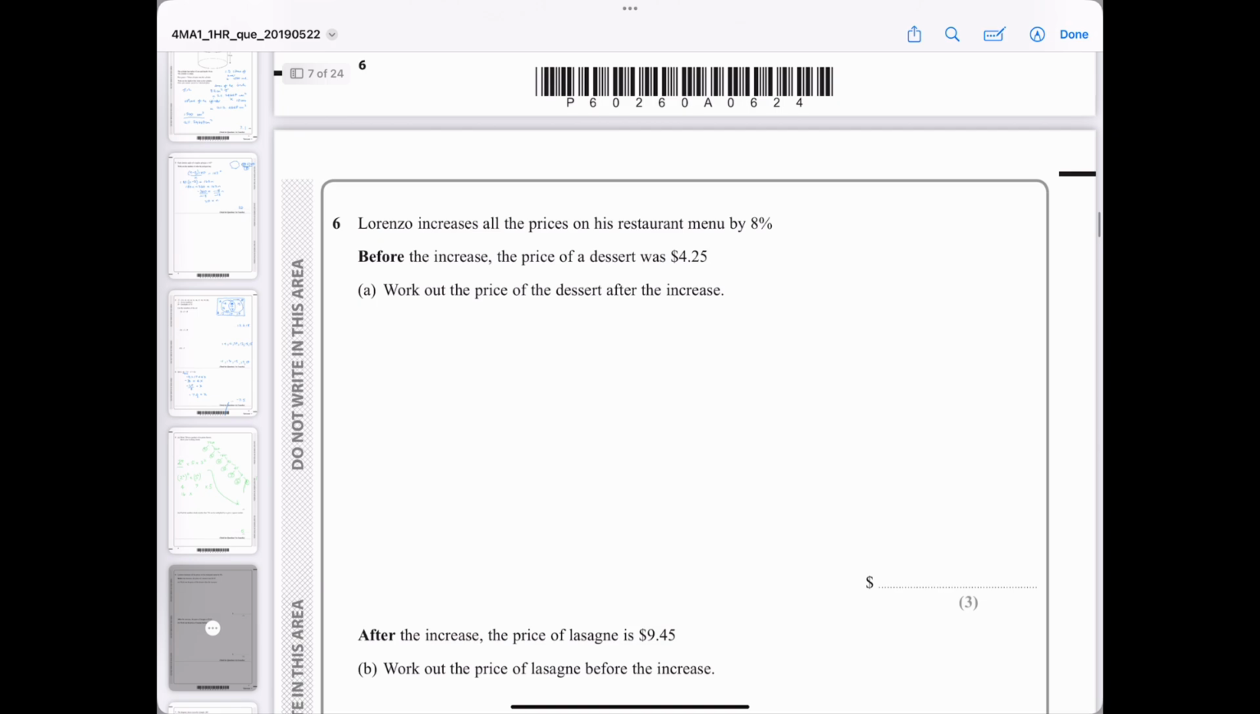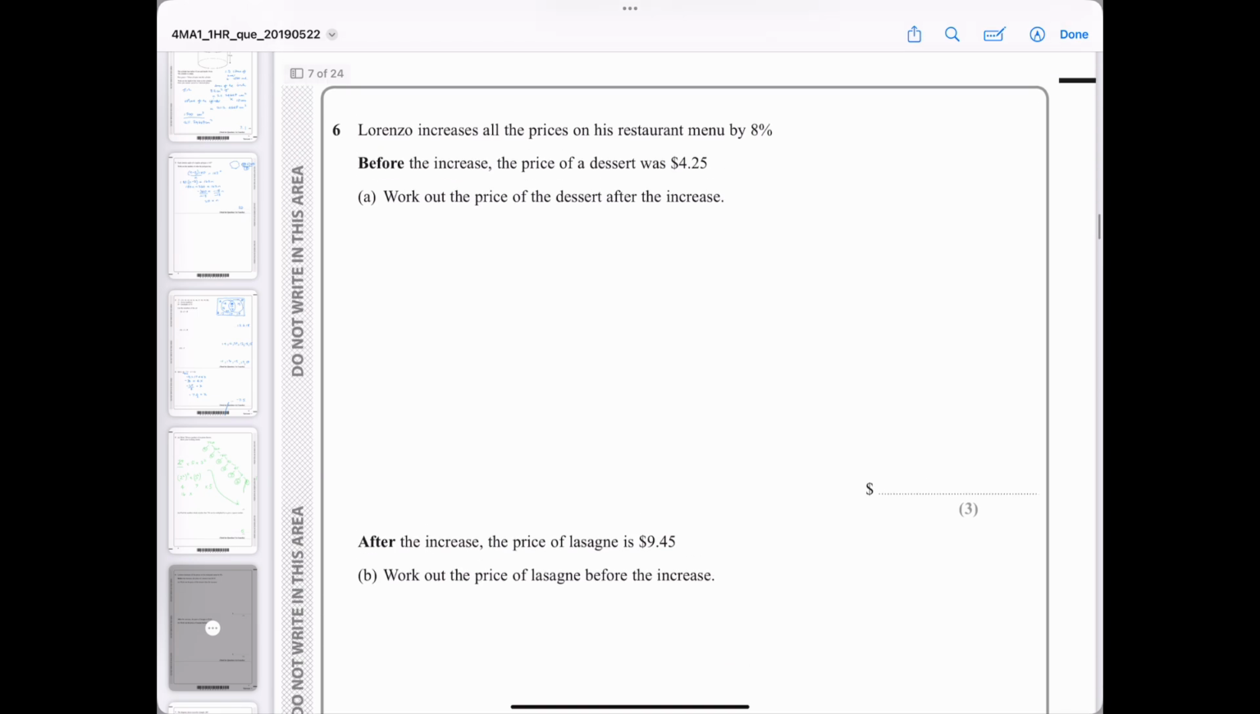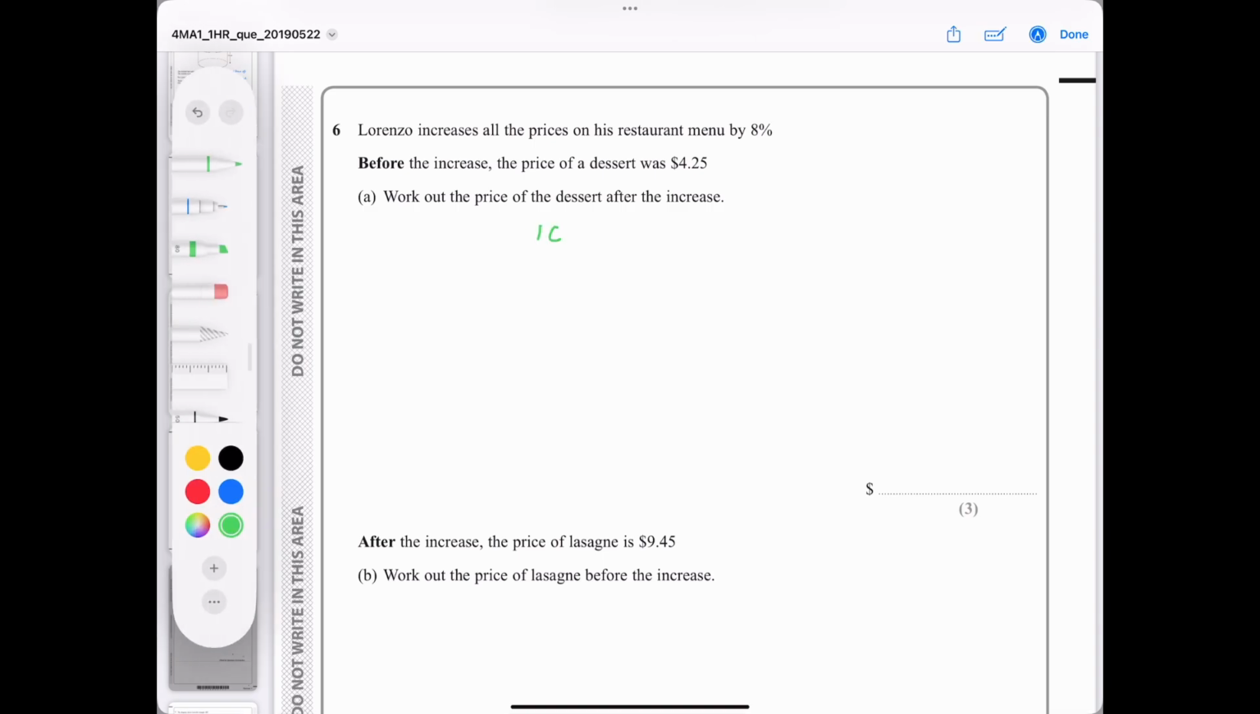Okay. Lorenzo increases all the prices on his restaurant menu by 8%. Well, that's inflation for you. Before the increase, the price of dessert was $4.25. Work out the price of the dessert after the increase. So we're going to use the idea, it's a bit like doing compound interest, that the dessert at the beginning is 100%. We're going to add 8%. I'm going to get 108%. Then we get a multiplier by dividing by 100, and our multiplier is going to be 1.08. Now, that might seem really obvious to you, but it's quite a good idea to do it that way.